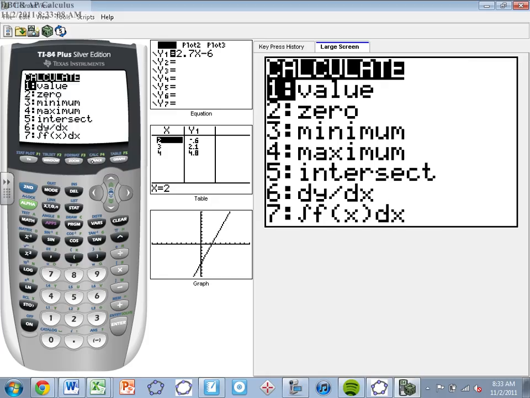It'll bring up this calculate function. Everybody there? Okay, again, second and then hit trace. What are we finding? We're finding the root, aren't we? We call the root also the 0 of the function. Where do you see 0? Number 2. Go down to number 2, hit enter.